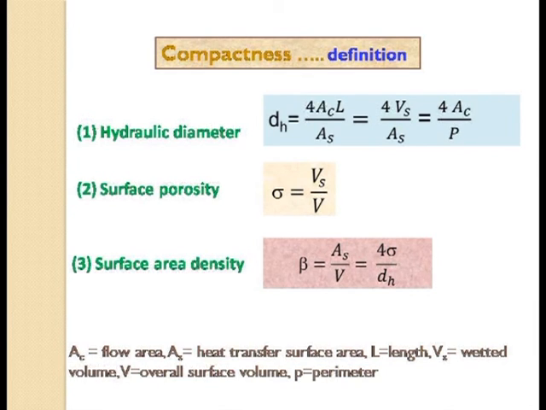Porosity is defined as the total volume of the heat exchanger divided by the volume of the material on which we are making the perforations. So this is another parameter with which we can define the heat exchanger. So these are the various terms. Hydraulic diameter: the smaller the diameter, the higher the hydraulic resistance.